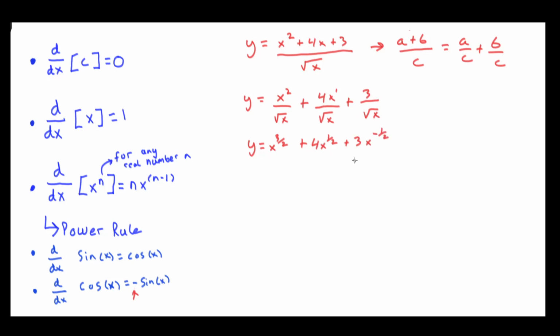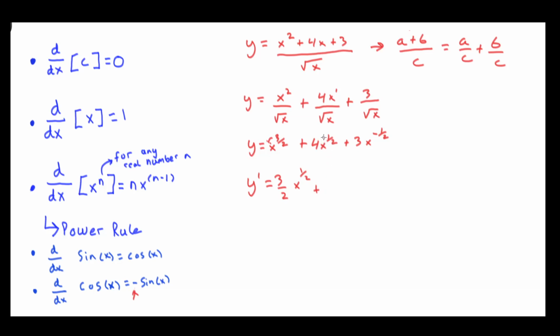Now we have this nicely organized. We can find the derivative of this fairly simply. So we have y prime. Using our power rule, we bring this to the front here. We have 3/2 x, and 3/2 minus 1 is 1/2.